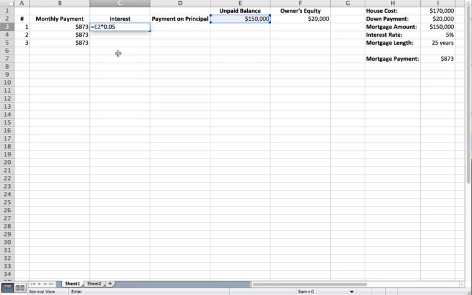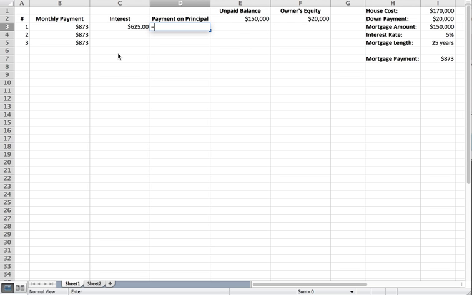So there's 5%. And then I'm going to times it by 1 divided by 12 because we want only 1 month worth of interest. By default, this formula thinks you're talking about years, so we have to force it to be 1 month. That gives me an interest amount in the first month of $625.